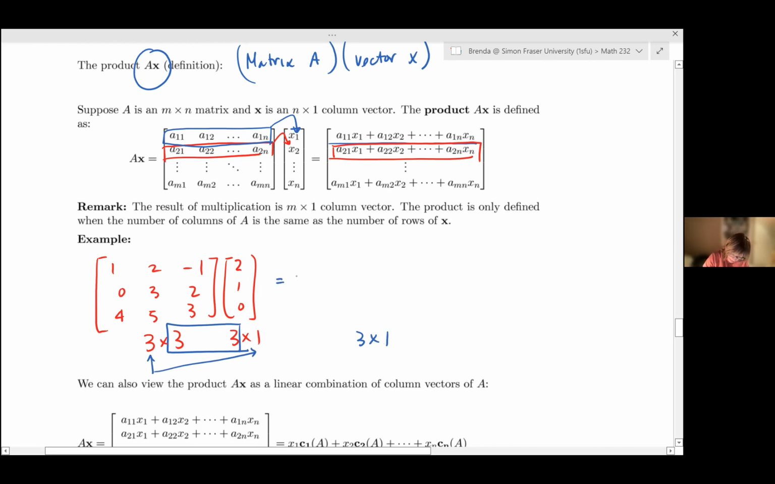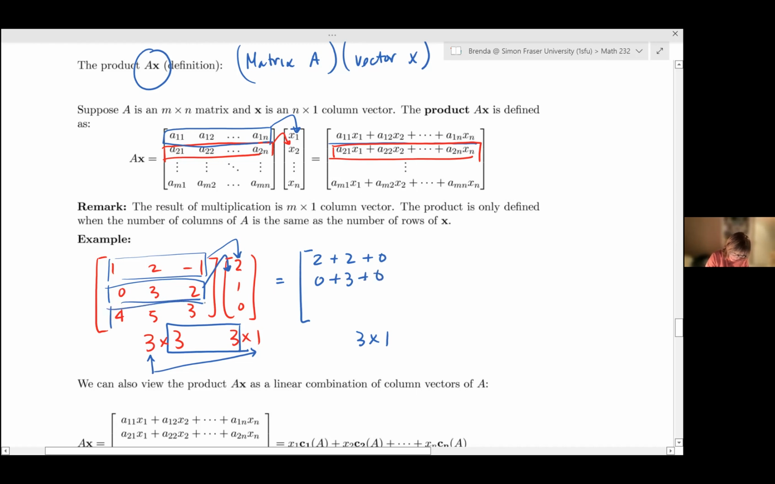Okay, so let's take a look at this and see what happens. We take this row into this column, we're forming that dot product. So we get 2, that's 1 times 2, plus 2 times 1, plus 0, minus 1 times 0. And then the next one, we take this row and we dot product it with this column here and we get 0 plus 3 plus 0.